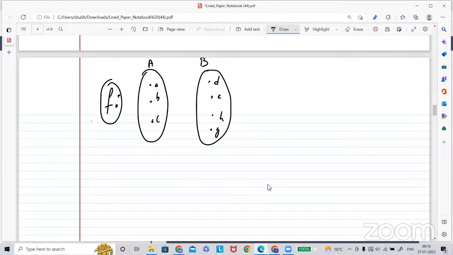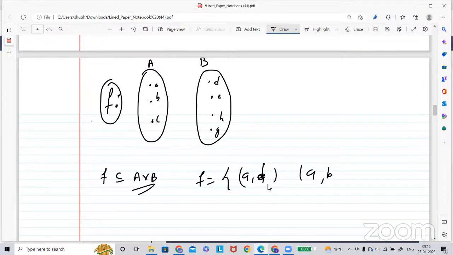A function is a relation that is a subset of the Cartesian product. F is going to be a subset of this Cartesian product. Suppose I am defining it like this: F is AD and AH. Suppose your function is this one. That means in pictorial form, how is it? AD and AH.